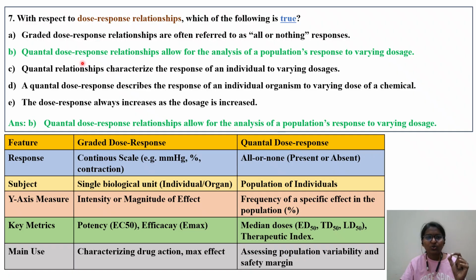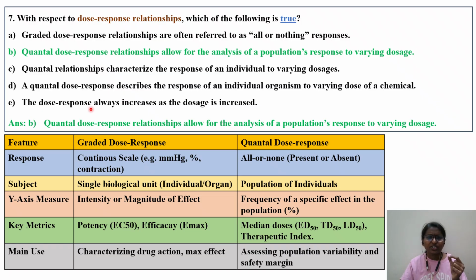Next, quantal dose response relationship allows for the analysis of population response to various dosages. Very important in terms of epidemiology also. So a population of individuals can be studied by quantal dose response. The statement that quantal relationship characterizes the response of an individual to varying dosage is about the graded response. Graded dose response describes the response of an individual organism to varying doses of a chemical. Again, as dose is related, it is a graded response.